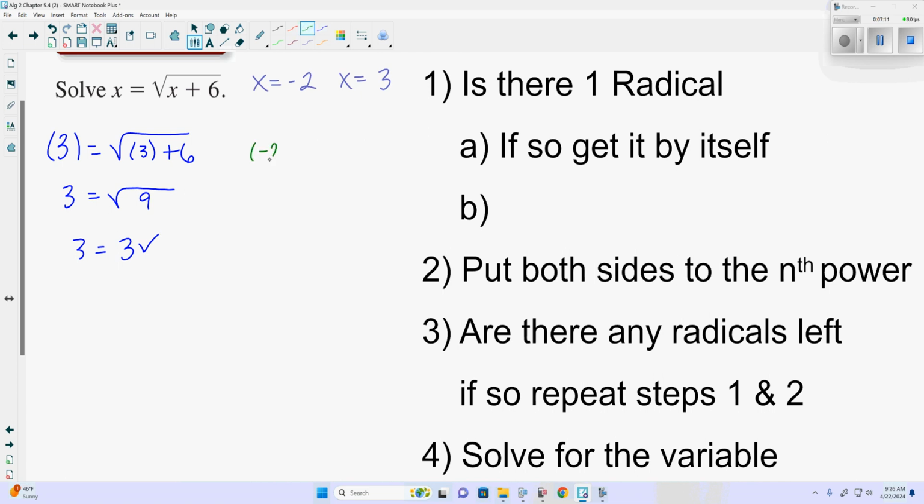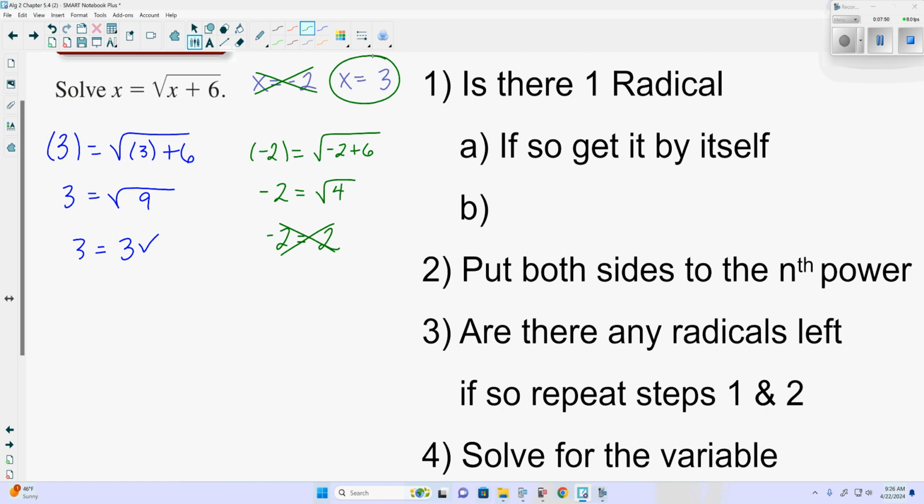Negative 2. So we have negative 2 is equal to the square root of negative 2 plus 6. On the left-hand side, we just have negative 2, yes? Inside the radical, negative 2 plus 6 is 4. Square root of 4 is 2. And we get that negative 2 equals 2. Is that true? No. So x equals negative 2 does not work. X equals 3 is our solution.